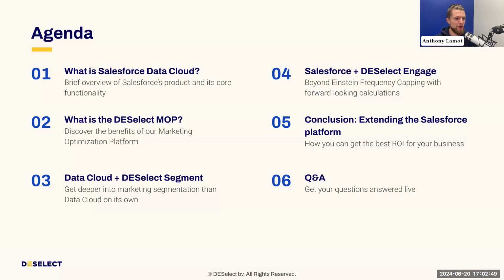On today's agenda, we'll do a quick recap of what Salesforce Data Cloud is, followed by what is the DESelect MOP, what is that platform about. Then we'll go into more detail, comparing Data Cloud with DESelect Segment, and even explaining how they can actually work together. We'll also talk about how Salesforce works together with DESelect Engage specifically. We'll round that up with a conclusion, and then at the end, as mentioned, we'll have some time for Q&A.